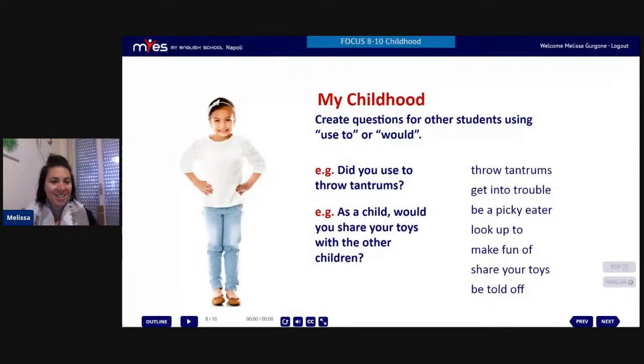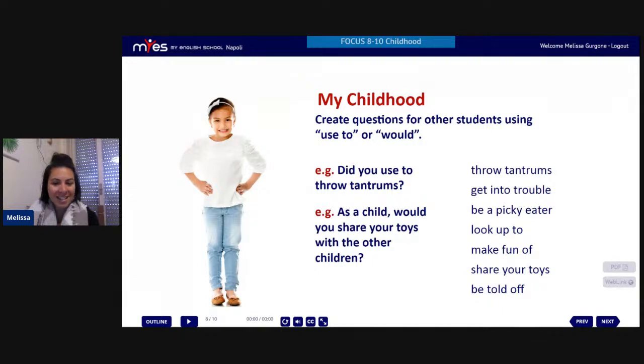So, some questions. Create questions for other students using used to or would. Example, did you used to throw tantrums? Or as a child, would you share your toys with other children? Also possible here, as a child, did you used to share your toys with other children? Okay, so this is the difference where sometimes you can use would or used to. Okay, share is not a stative verb, so you can use both.